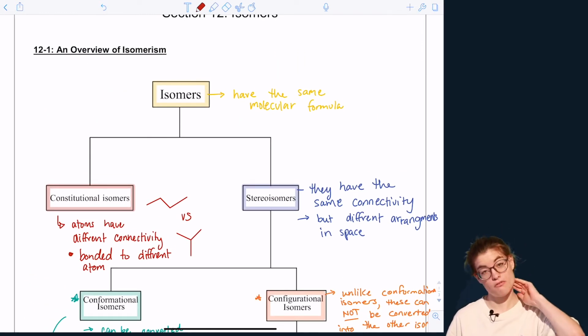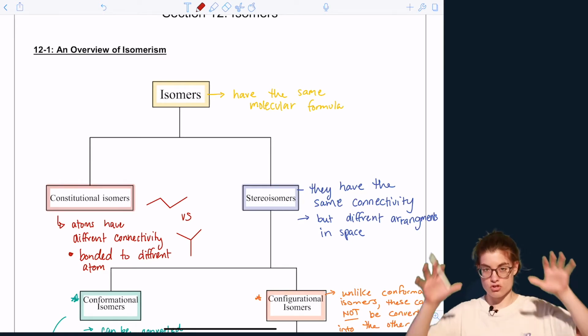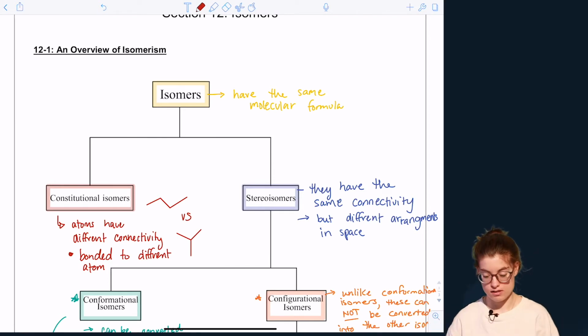Okay, so just as a refresher, when you have molecules and they're isomers, it means they have the same molecular formula. Constitutional isomers versus stereoisomers. These are the two broadest categories, and then we get into subcategories below those.